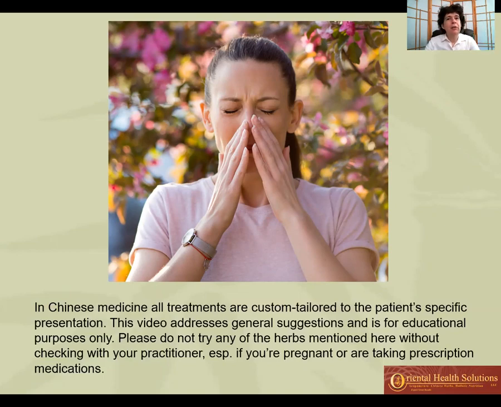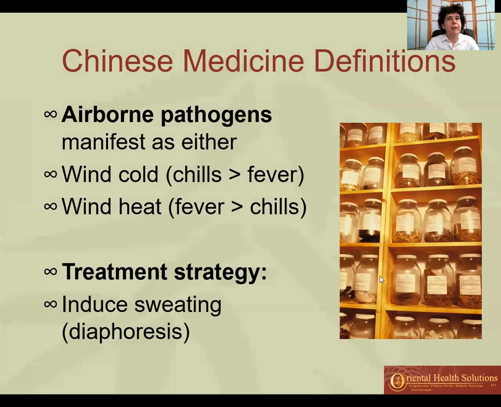So first I want to talk to you about some definitions in Chinese medicine. We want to define what airborne pathogens are and how that's viewed in Chinese medicine. So an airborne pathogen can be pollen, a virus, a bacteria, a mold, a fungi, which is a mold, and then it can also be dust mites.